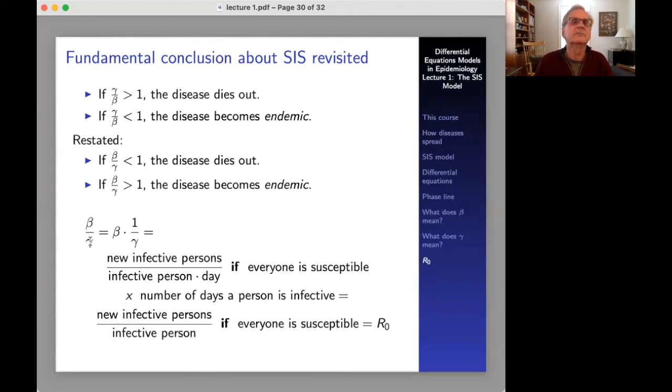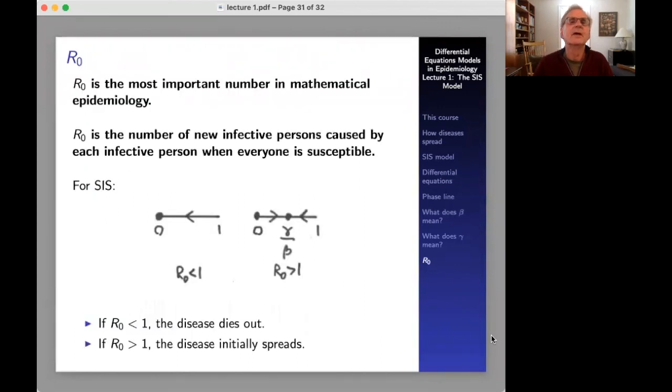The product beta over gamma is called R naught in epidemiology. You've heard of R naught, I'm sure. It's used in newspapers sometimes in discussing the COVID-19 pandemic. R naught is calculated not just for the SIS model, but for other models. It's the most important number in mathematical epidemiology. It's the number of new infective persons caused by each infective person when everybody's susceptible.